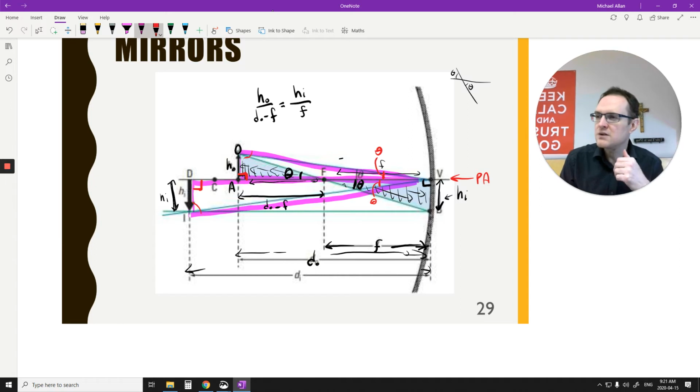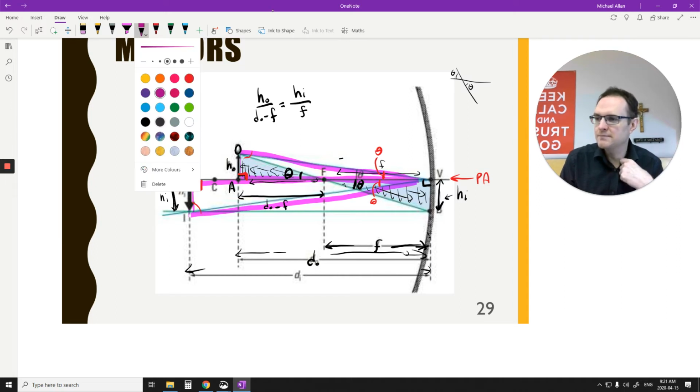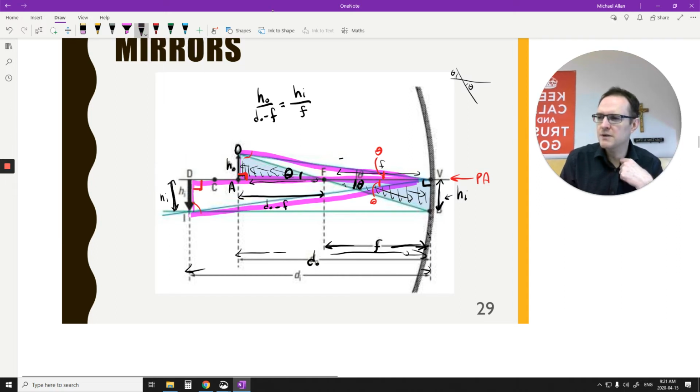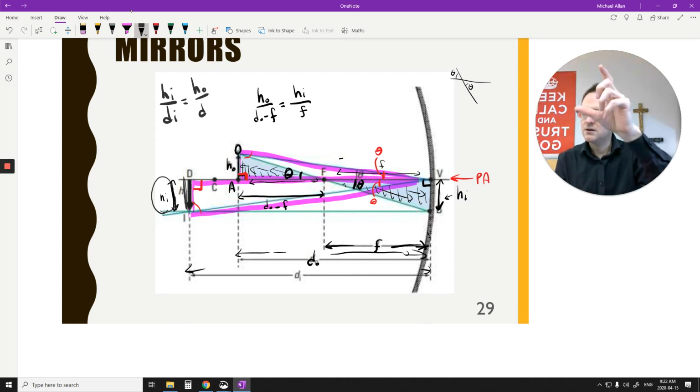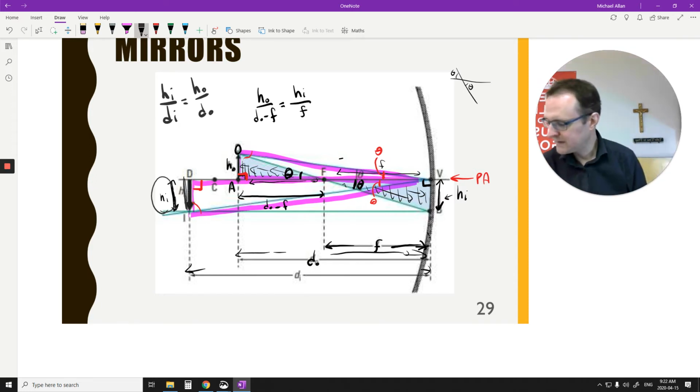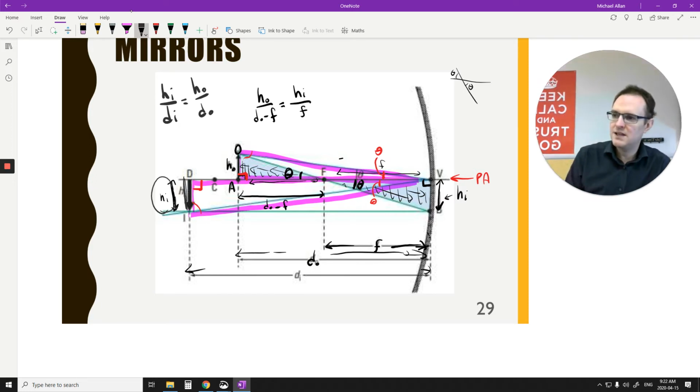Okay, so we're going to use that now to create another relationship here. So I'm going to look at the HI over here on this side. That's the height of this triangle. The length of this triangle going all the way across is DI. So HI over DI. And the two corresponding sides on the top triangle would be HO over DO. Okay. So what I'm going to do with these two equations now is try to somehow put them together.